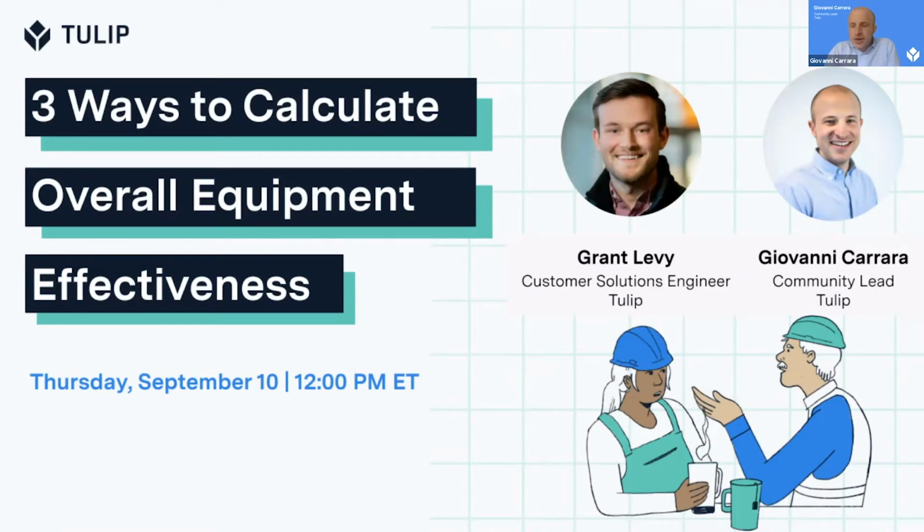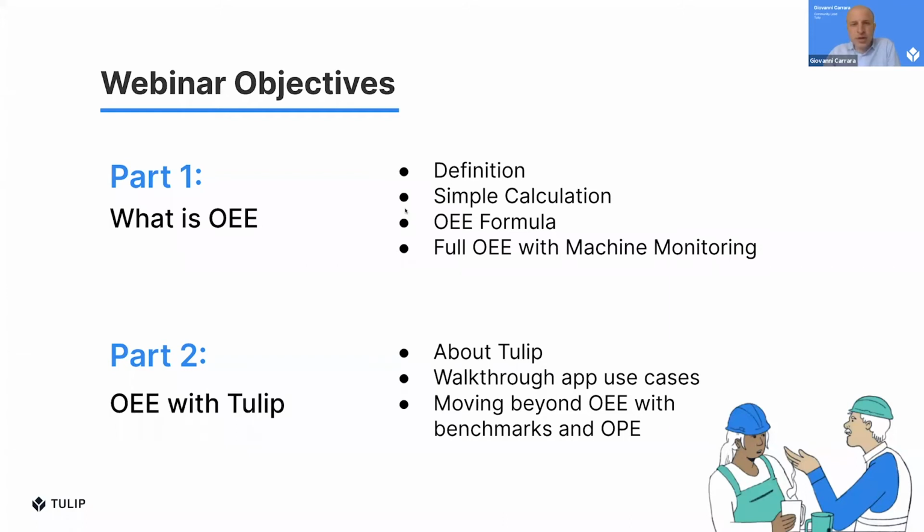So just briefly, as we get started in the webinar, I want to go over a couple of the objectives for today's webinar. Really it's split up into 2 main parts. First of all, we'll be going over what is OEE. A couple of definitions, there are varying definitions, so we're going to study all of them: the simple calculation, the formulas, and then full OEE with machine.